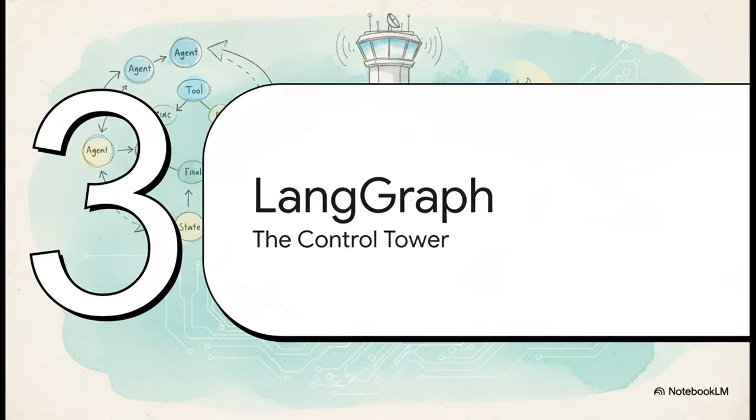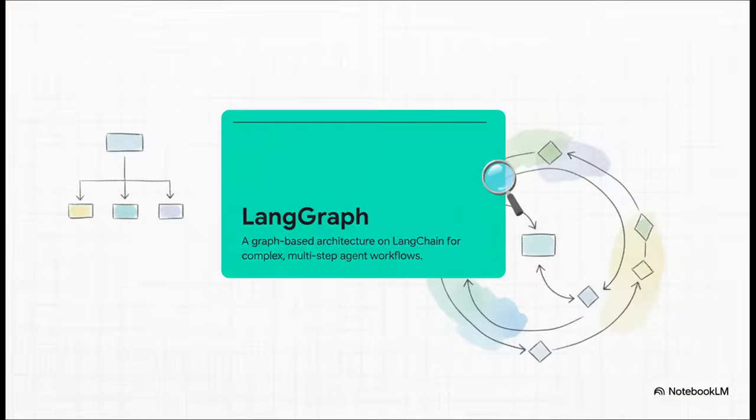If LangChain is the toolkit on the workbench, LangGraph is the sophisticated control tower that directs all the complex operations. Now, the most important thing to get here is that LangGraph is not a replacement for LangChain. It's actually an extension that's built right on top of it. It takes all those powerful components from LangChain and lets you arrange them not in a straight line, but in a graph. And that allows for much, much more complex and robust ways of controlling the flow.